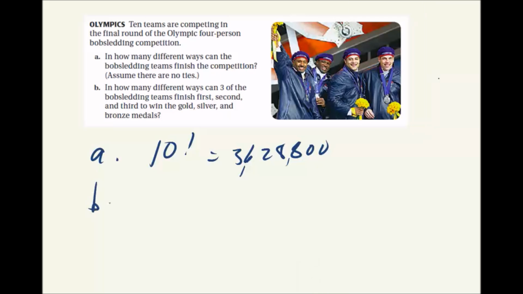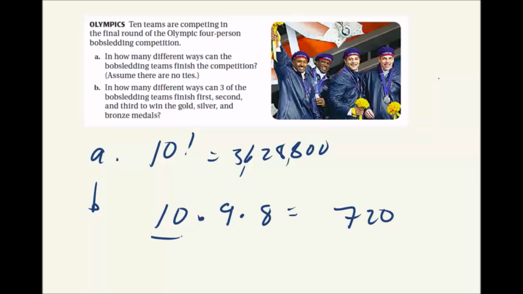In the second question, it says, how many different ways can 3 of the teams finish 1st, 2nd, and 3rd to win the gold, silver, and bronze medals? So what that means is we care about all the choices because all the teams have a chance. However, we only care about the first 3 places. So we only care about the 10 times the 9 times the 8, and that's going to give us 720.